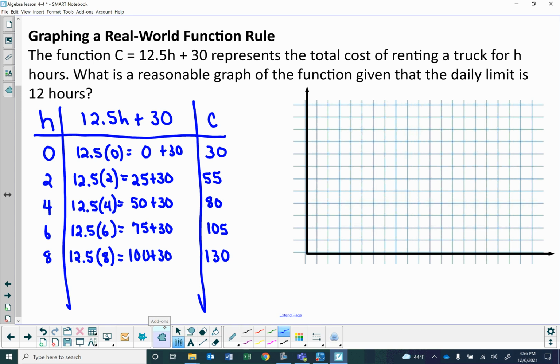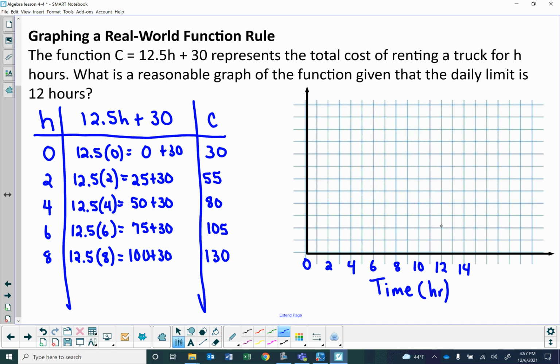Okay, so my x-axis is my time in hours. And I'm going to count these by ones. 0, 1, 2, 3, 4, 5, 6, 7, 8, 10, 12, 14. I don't even need to go to 14 because the maximum amount of hours I can rent it in a day is 12 because they want it back at night. You can't rent it overnight.